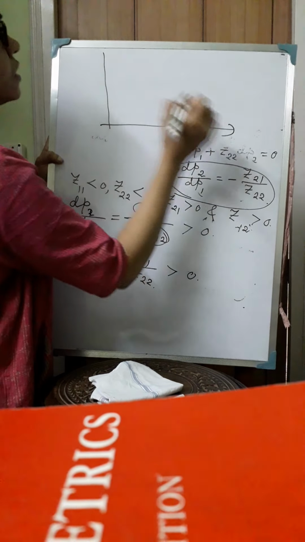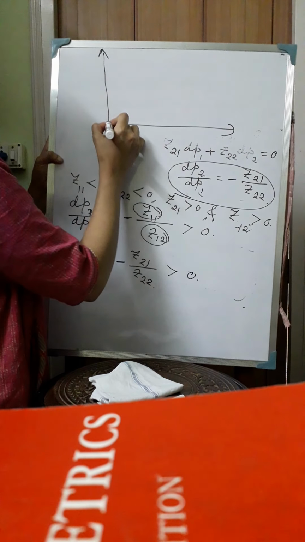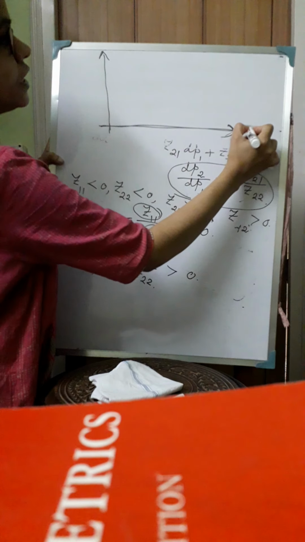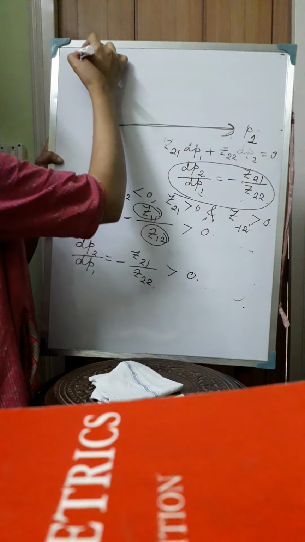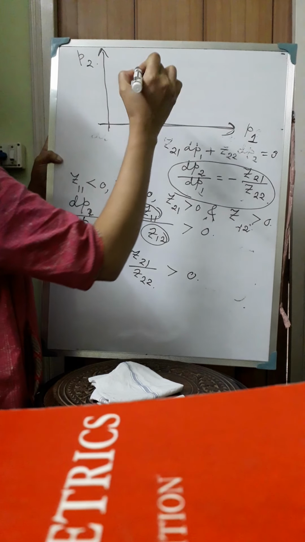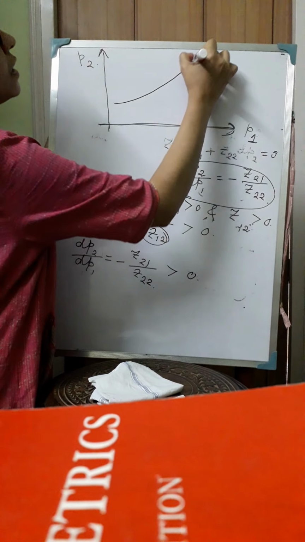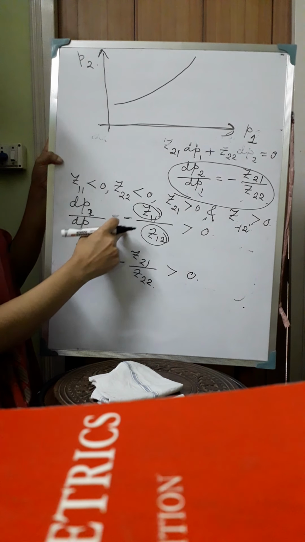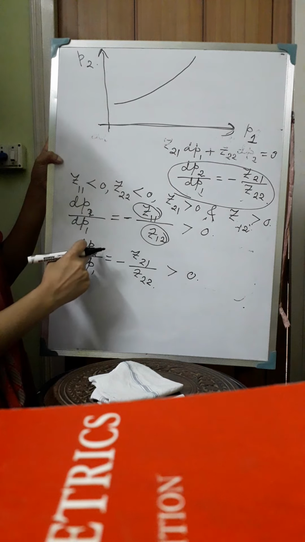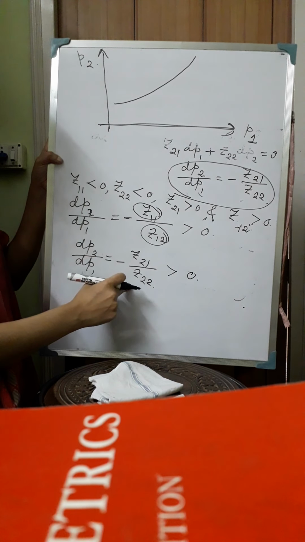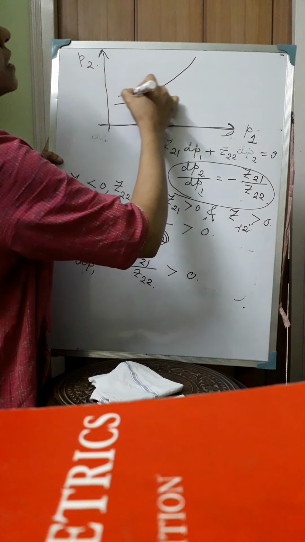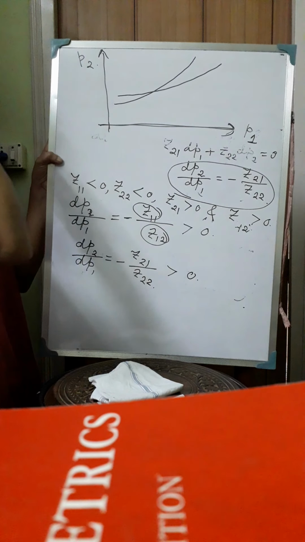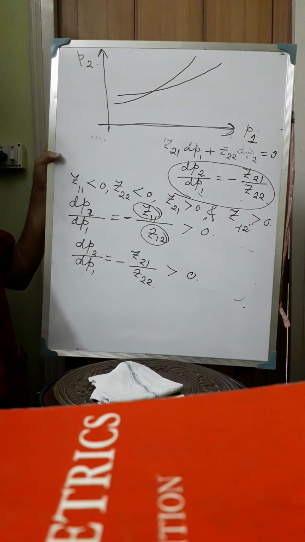Now let us draw the two curves. Here along the x-axis we are taking P1, along the y-axis we are taking P2. When we consider market 1's equilibrium, then we have to consider this, and when we consider market 2's equilibrium, then we have to consider this. So for both the cases, the curves are positively sloped.